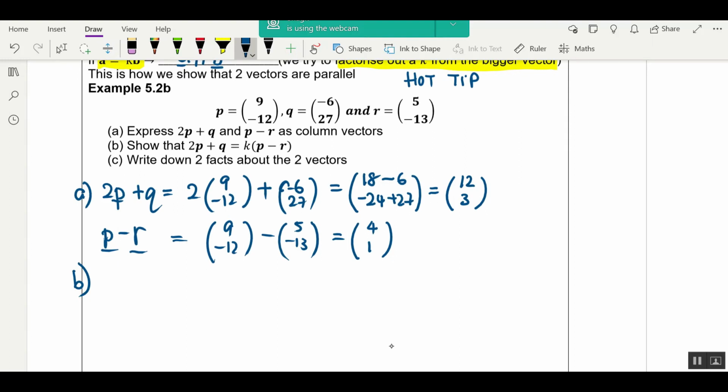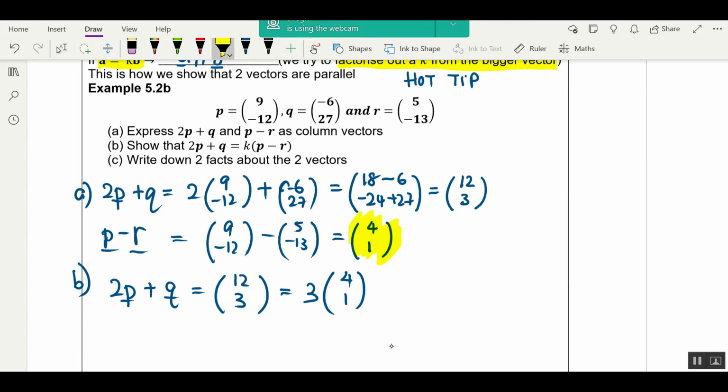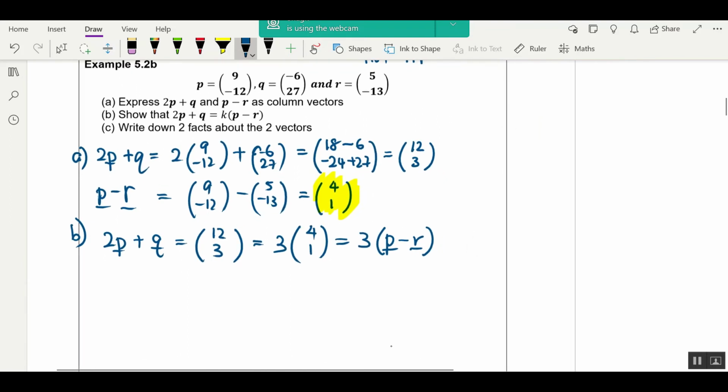2p plus q is equals to k times of p minus r. Okay, so 2p plus q. So this is how we show. We usually write the bigger vector out first, 12, 3. And we realize that we can factorize the 3 out from both the x and y. 4, 1. And who is 4, 1? 4, 1 is here. 4, 1 is equals to p minus r. So this is equals to 3 times of p minus r.